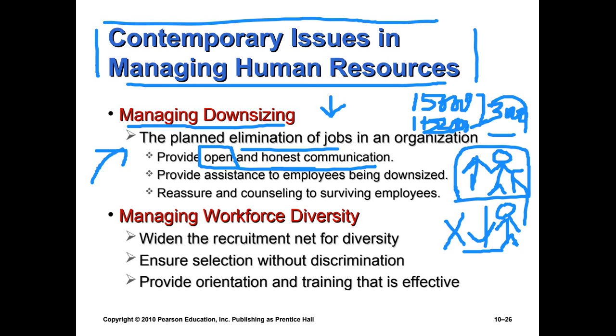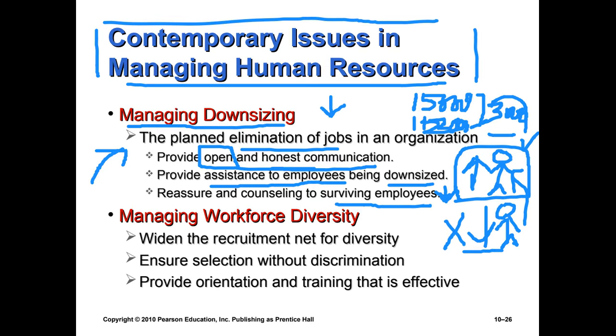But the employees who are staying with the company are also very important. They should be kept motivated and not demotivated. So provide assistance to the employees being downsized. Those who are leaving the company should be guided and provided full information, and reassurance and counseling should be given to surviving employees so that they do not feel demotivated. Otherwise, your overall morale will go down, and this will negatively affect the overall performance of the company.